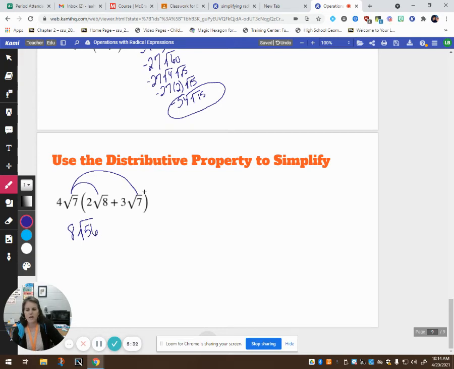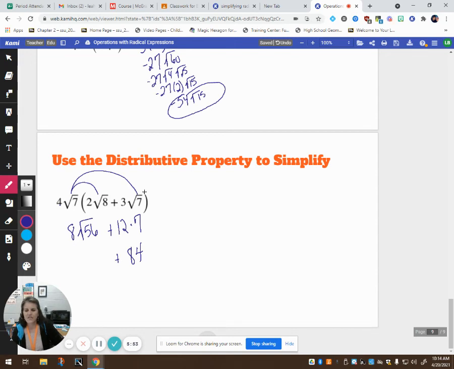Next, I want to do 4 times 3, which is 12. And square root of 7 times square root of 7 would be the square root of 49. We know the square root of 49 is 7, so I can simplify this. 12 times 7 is 84. And I'm thinking here, 84 or 56.